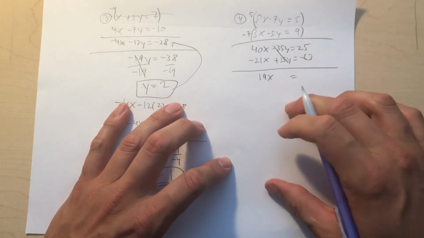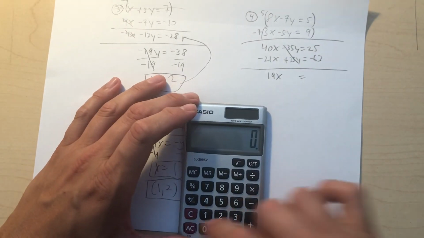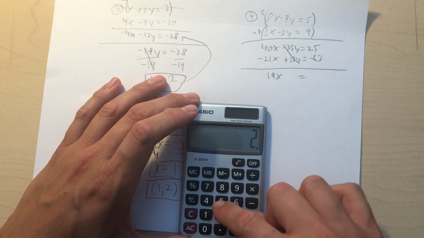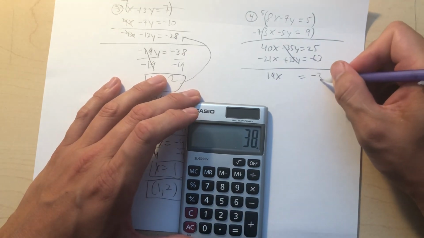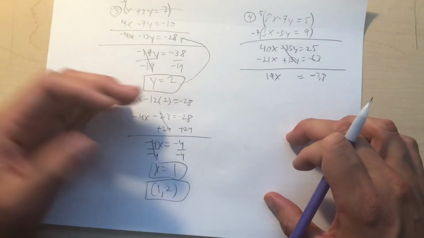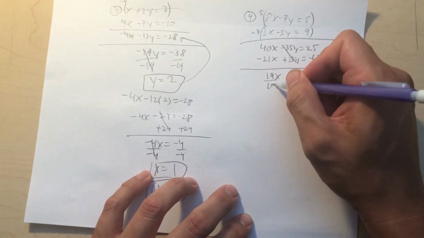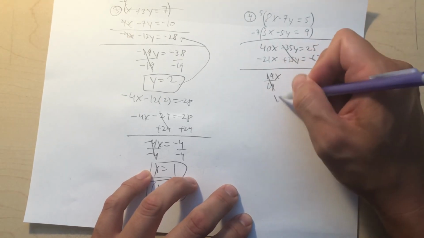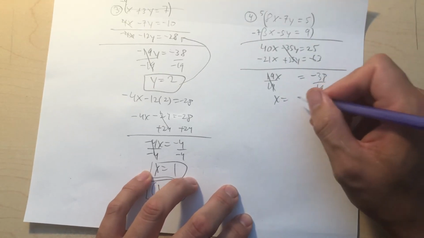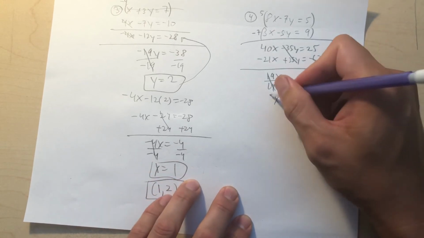This one you get, let's go ahead and grab a calculator. And we can do 63 minus 25. I know it's a negative, so -30. Oh, that one has the exact same answer as the other one. Oh, not exactly. Let's see what happened. Divide by 19, x is equal to -2.